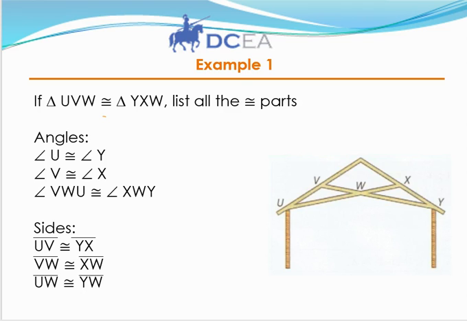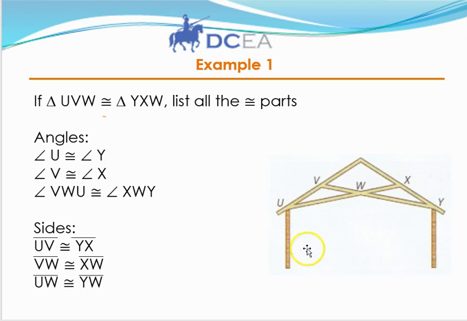Let's look at example 1 from your text. We have sets of triangles here. The triangles that we're going to be interested in is the triangle UVW, the smaller triangle, and the triangle YXW. So UVW will be congruent to YXW. We're asked to list all the congruent parts.